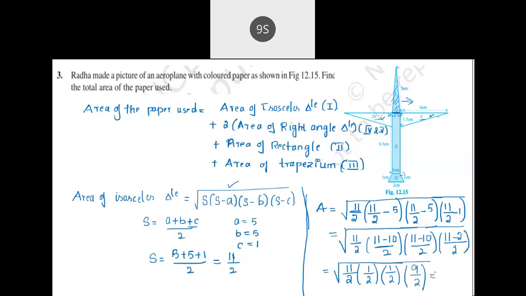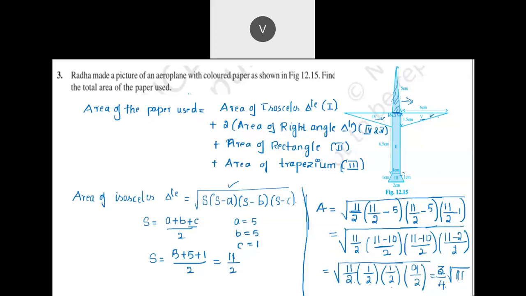Okay. So what is square root of 9? 3. And what about the denominator? 2 into 2 into 2 into 2, which is equal to 2 to the power of 4. 2 power 4 is what? 16. So square root of 16 is 4. Then what will be there inside the root? 11 by 2? No, ma'am. Only 11.